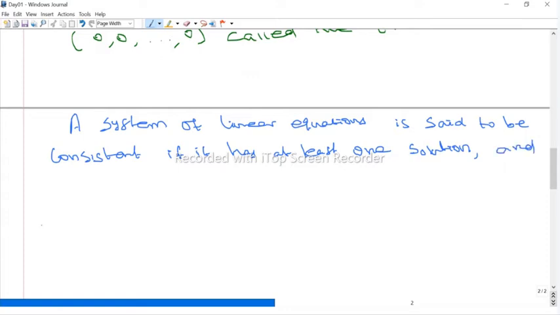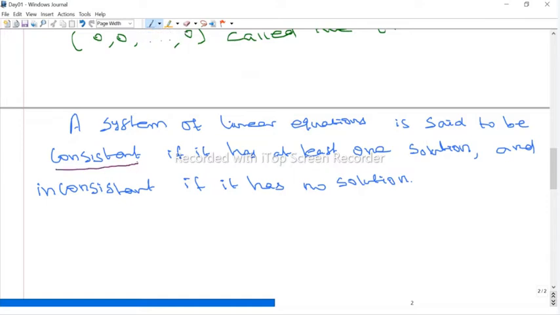Inconsistent if it has no solution. So that is very important. When we say a system is consistent, the system has at least one solution. If the system does not have any solution, then we say the system is inconsistent. That is a very important thing.